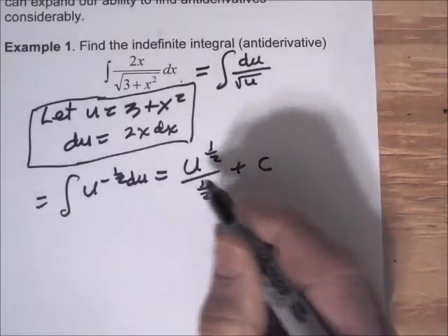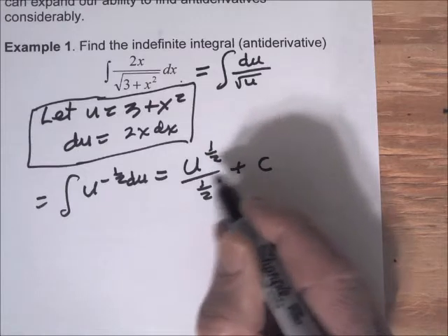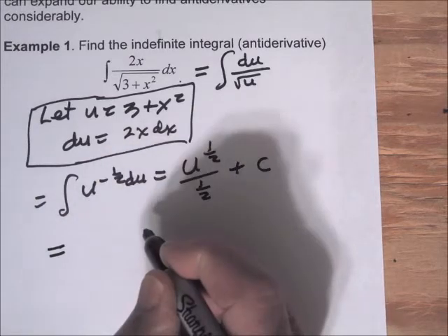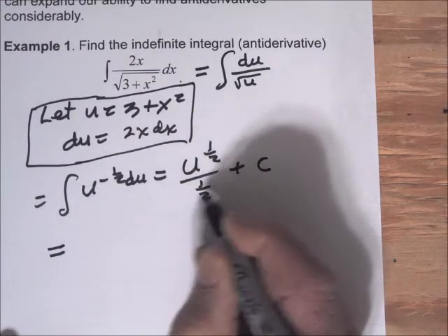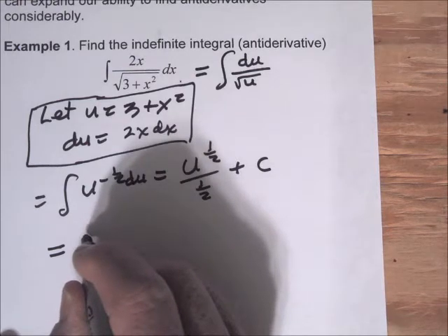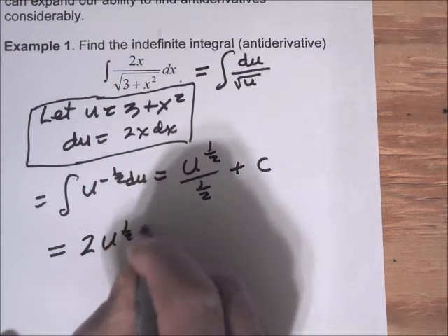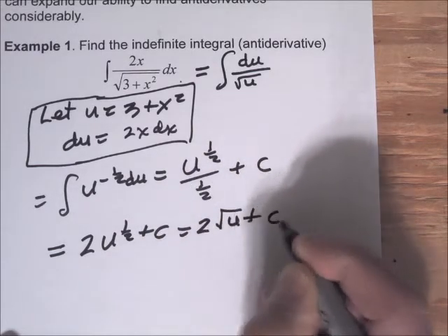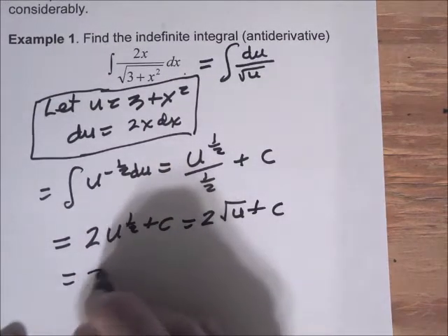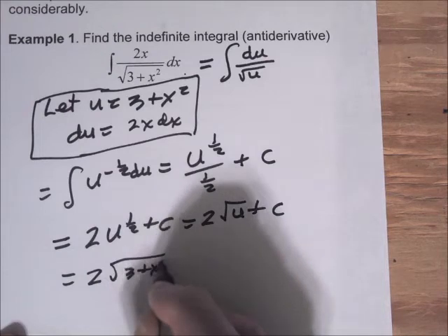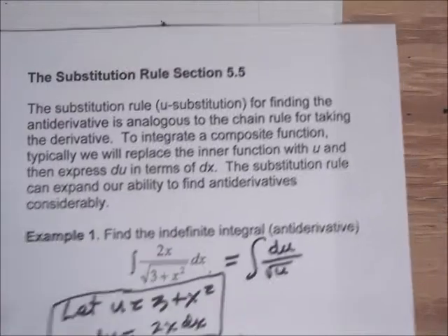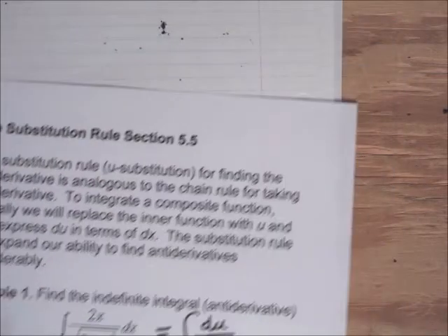The derivative of a constant is 0, so there's not just one antiderivative; this plus any constant will also be an antiderivative for the same function. So we can flip the half in the bottom and change it to multiplication: 2 times u to the 1/2 plus a constant, which is 2 square root of u plus a constant. Then we put the x's back in, so it's 2 square root of 3 plus x squared plus a constant. Okay, so that's the first example of u-substitution for finding antiderivatives of composite functions.